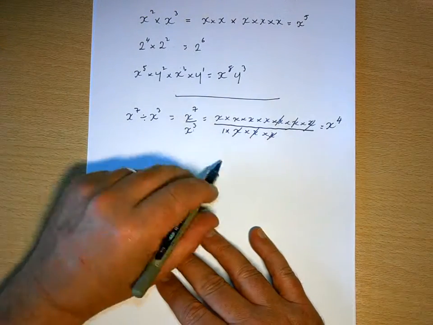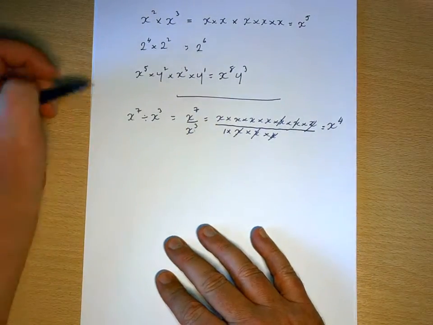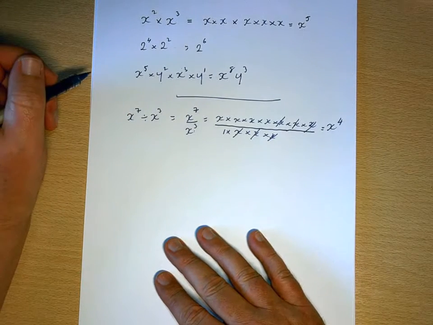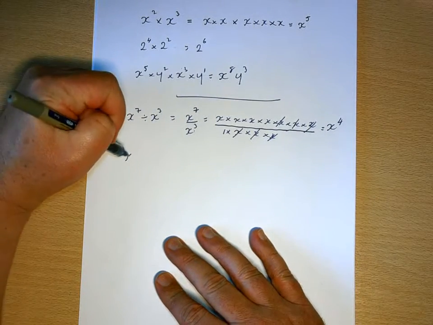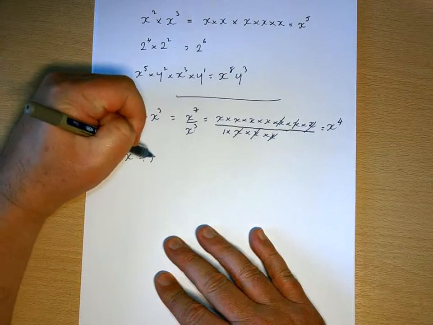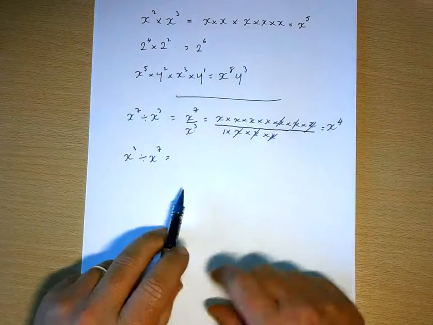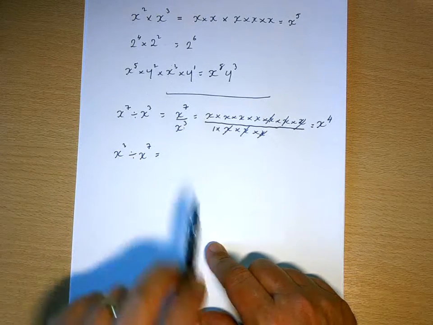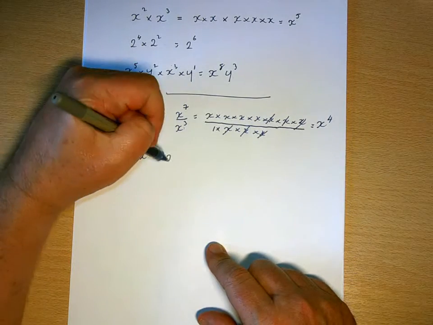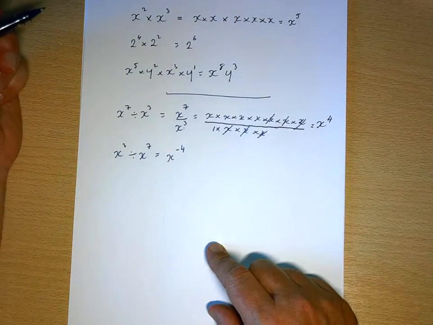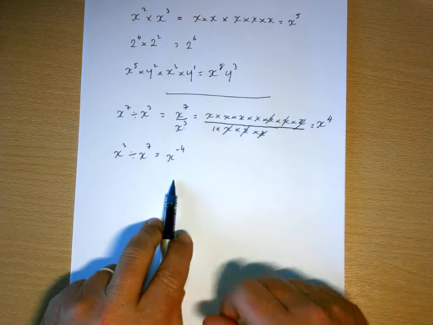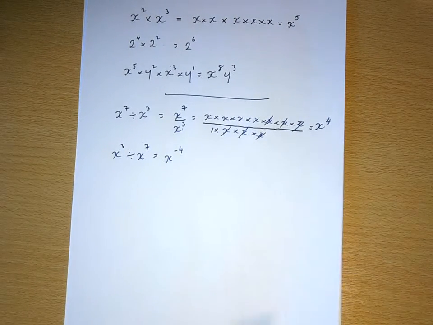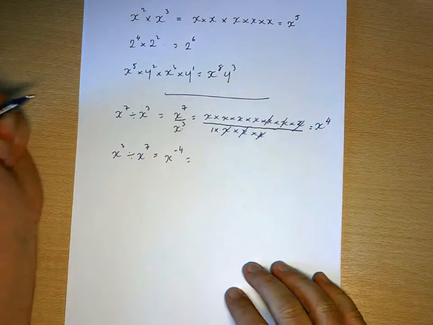Now where a negative index comes in is if, let's say, rather than x to the power of 7 divided by x to the power of 3, we had it the other way around. So using the laws of indices, that means we're going to do 3 take away 7, which is x to the power of negative 4. Well, what on earth does that look like if we write it out longhand?